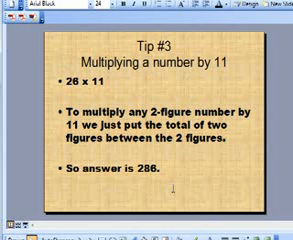Now, multiplying a number by 11. Take an example, 26 multiplied by 11, the answer is 286. So what is the rule? To multiply any two-figure number by 11, we just put the total of the two figures between the two figures. So let's try that.